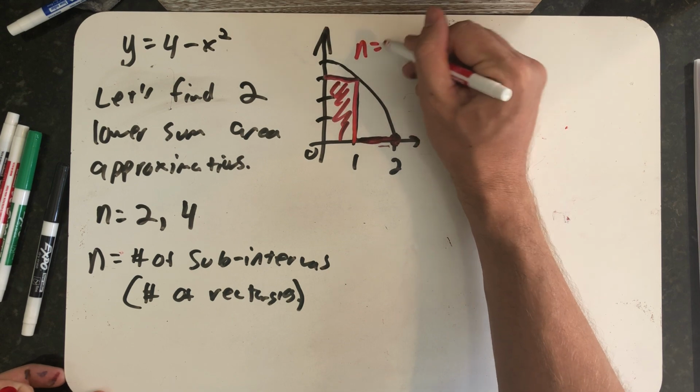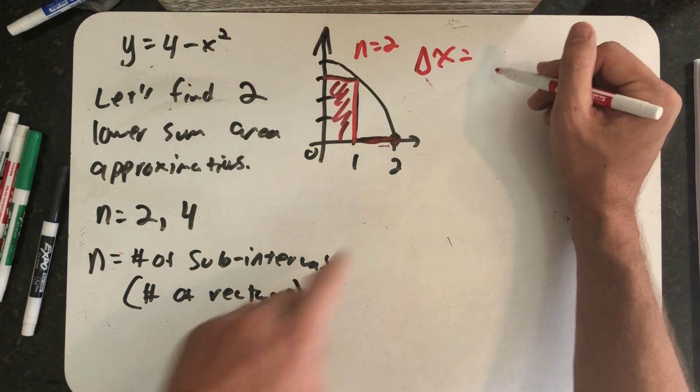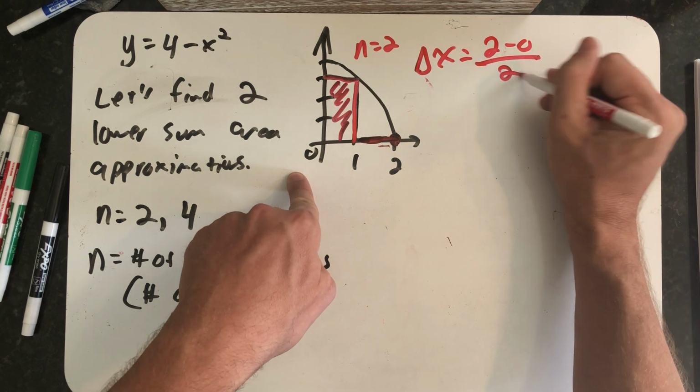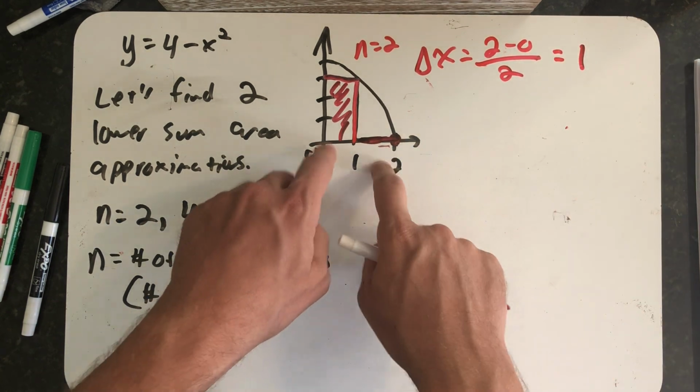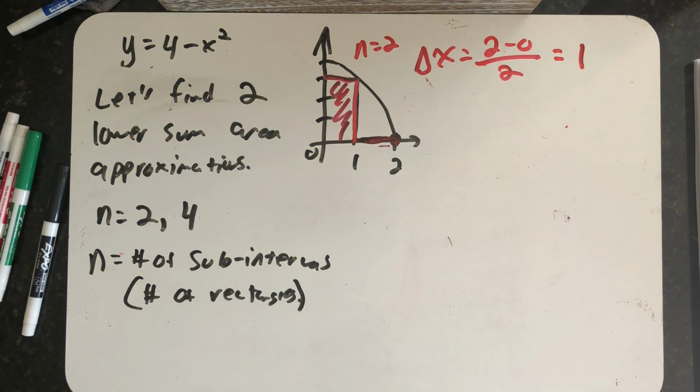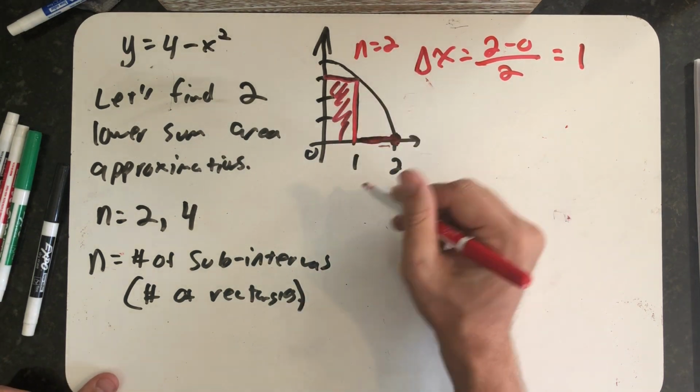All right, so this is for my n equals 2 case. Delta x, 2 minus 0 is the whole length all over 2 rectangles. Each rectangle has a width of 1, and yes, I can see that. But this is a calculation that we're going to talk about at the very end of the video to try to make more general.